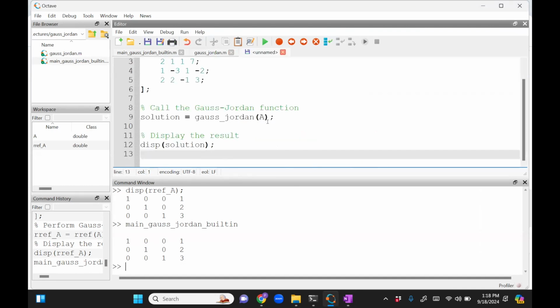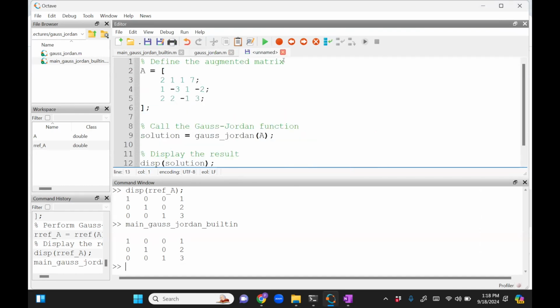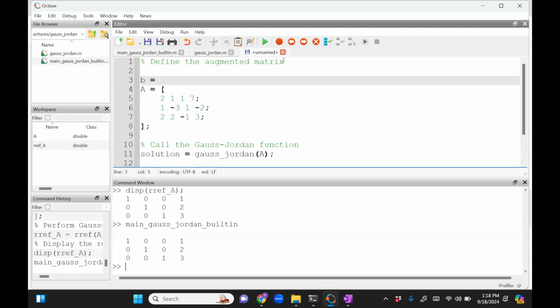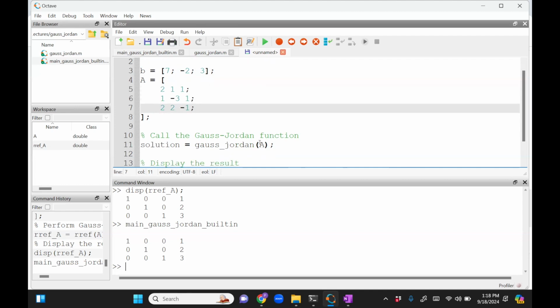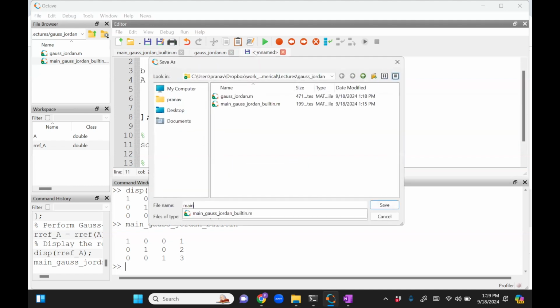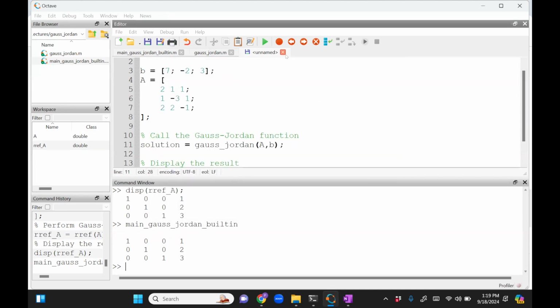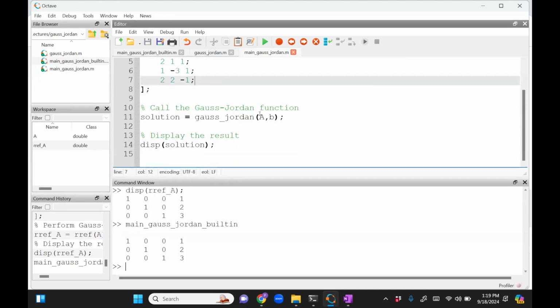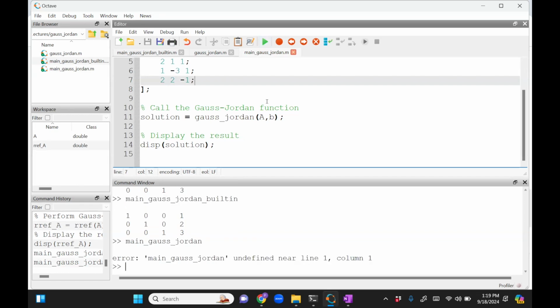The new ones. Okay, so what I want to do is I would rather call it as B, so 7, minus 2, 3. And then my input should be, I think, A comma B, okay? Let's call that main Gauss Jordan. Okay, let's see what happens if you run this.